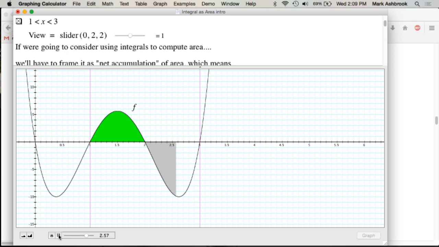Does the question make sense? What's that? Looks to the x-axis first. Yeah.